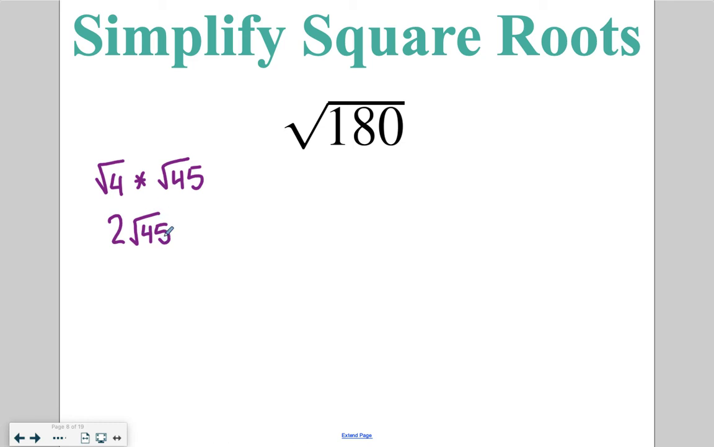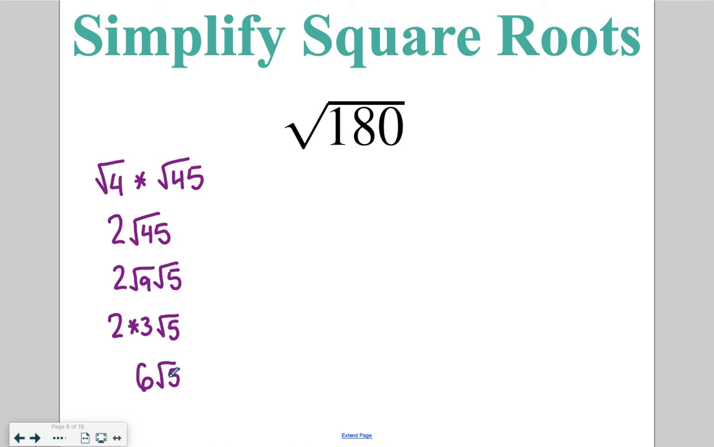Now we know we can't take the square root of 45, but again we want to check that list. 45 can be divided by 9, which is another number on that list. So I've got 2 times the square root of 9 times the square root of 5, because 9 times 5 is 45. So now I can solve this square root of 9, which is 3. So I have 2 times 3 times the square root of 5. Now we all know that 2 times 3 is 6, so this final answer is 6 square root of 5.